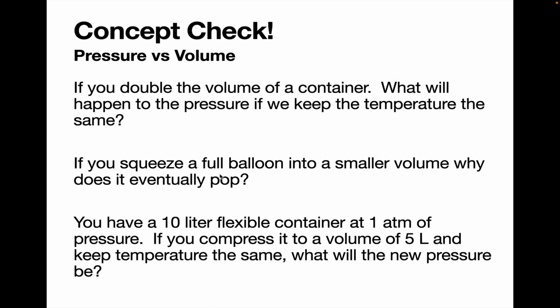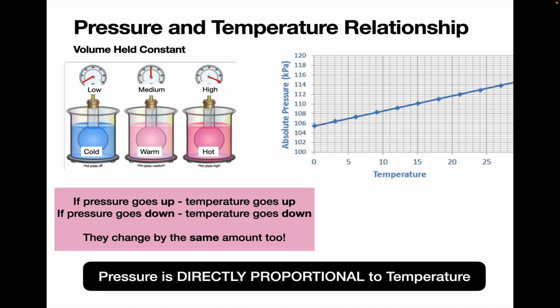Okay? If we squeeze a full balloon into a smaller volume, why does it eventually pop? Well, because the pressure goes up. Okay? So if you keep getting smaller and smaller volume, the pressure is going to go up. If you have a 10-liter flexible container at 1 atmosphere, if you compress it to a volume of 5, so we cut it in half, how many atmospheres do we have? Well, that would be double. Now we have 2 atmospheres, okay?